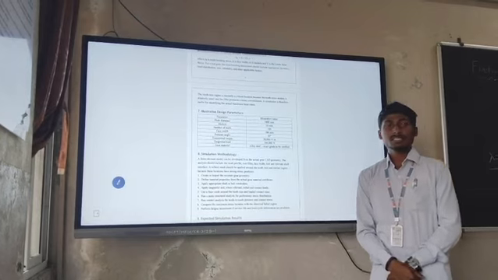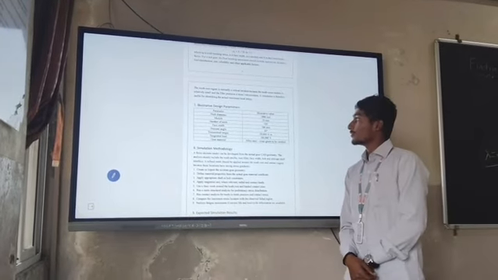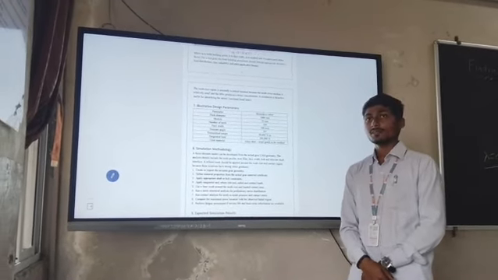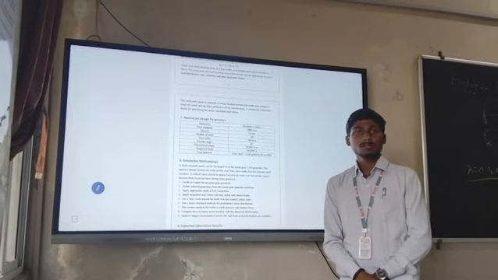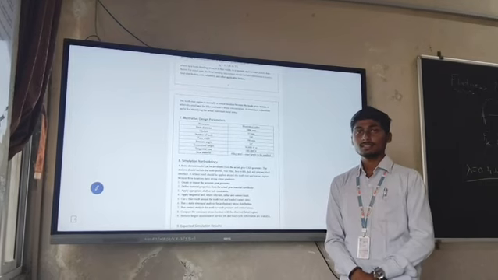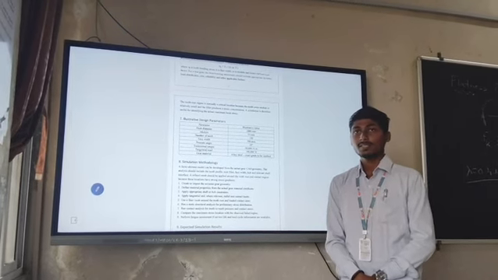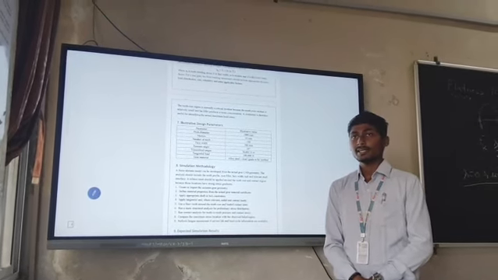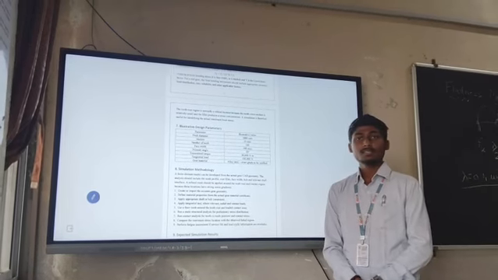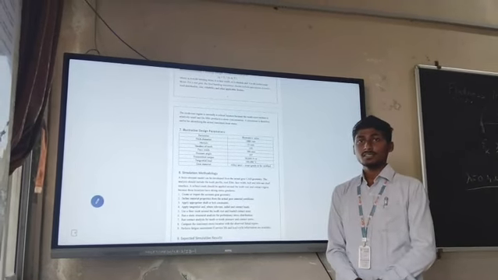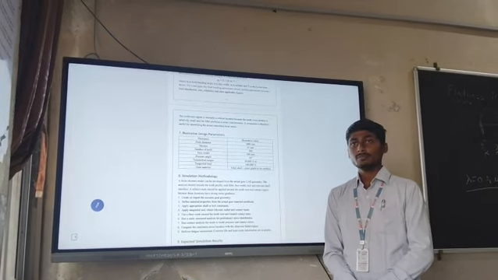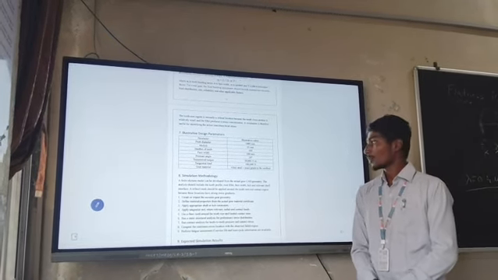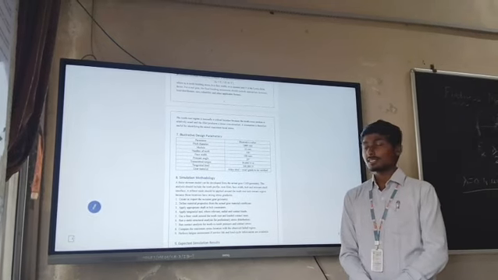Next one is material selection. First one is EN8 or C45, which is a medium carbon steel, and the second material is EN353, 20MnCr5. These are the two materials.